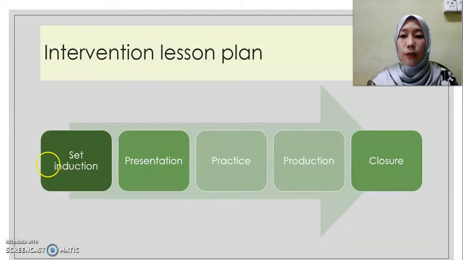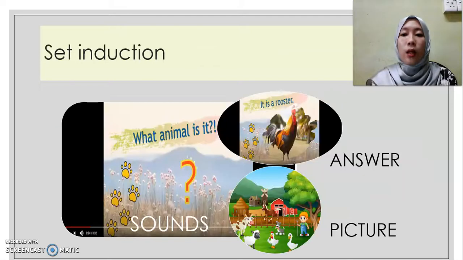This is the normal stages in a lesson plan. For my intervention lesson plan, I had decided to plan an intervention that includes multiple modes into each stage. For my set induction, I had incorporated the use of sounds to arouse pupils' attention to the lesson, and I also used a big picture to introduce the lesson.